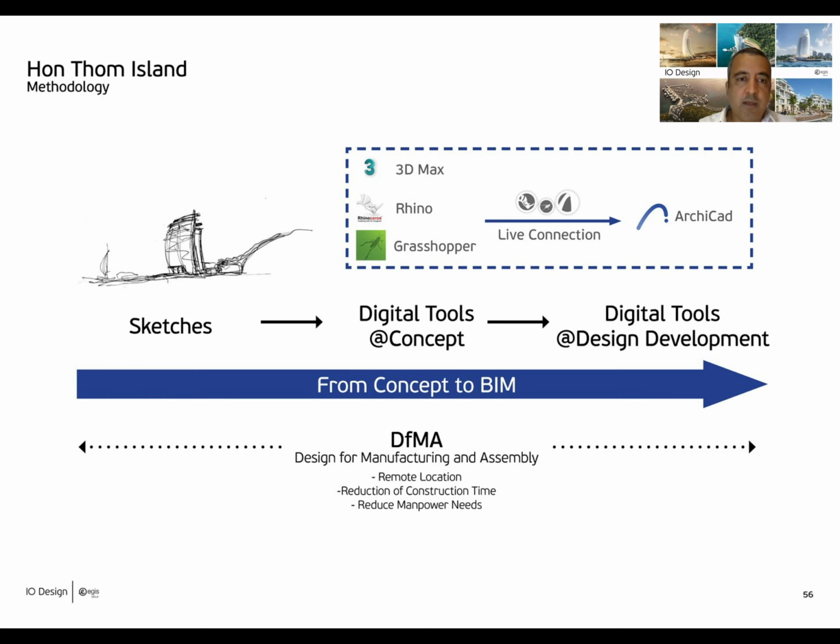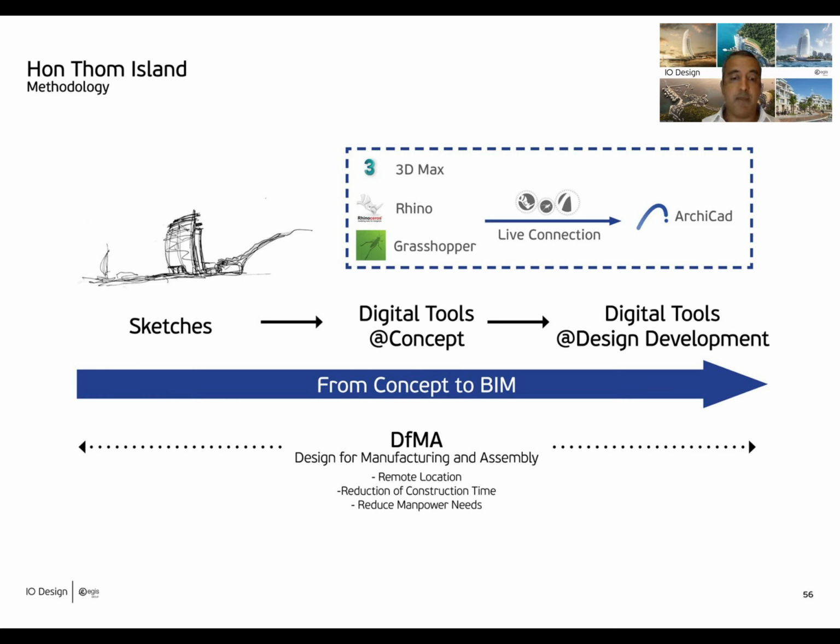Digital, yeah. So from the sketches to the design tools at concept, and then to design tools at design development. Using freeform sketches, 3D Max, Rhino, and Grasshopper to get that standardization I was mentioning, with the surface and subsurfaces in a modular and standard size, and then a live connection to ArchiCAD, so to BIM. So we really do a design for manufacturing and assembly as efficient as possible.